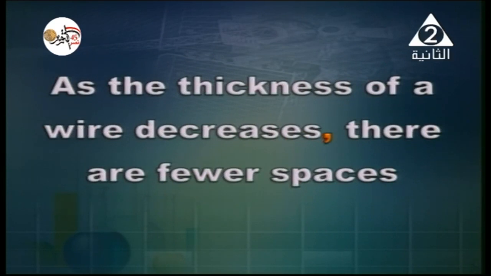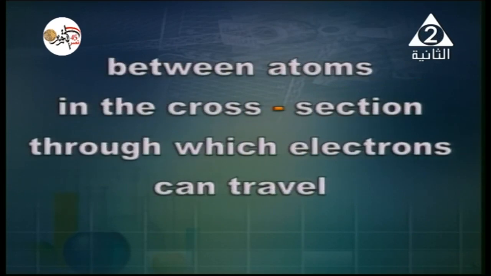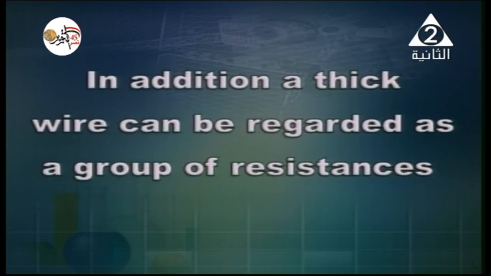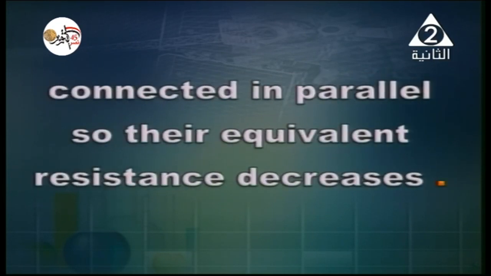As the thickness of a wire decreases, there are fewer spaces. When we have a thin wire, there are fewer spaces between atoms in the cross-section through which electrons can move. Also, in addition, we can say a thick wire can be regarded as a group of thin wires connected in parallel, so their equivalent resistance decreases.